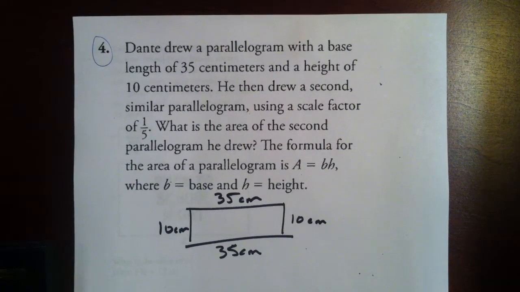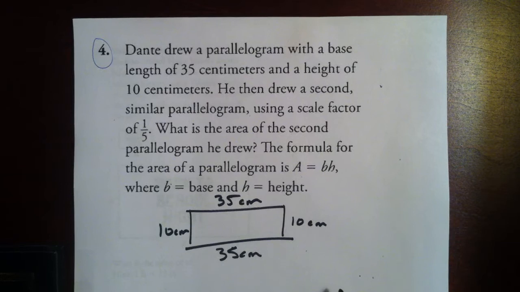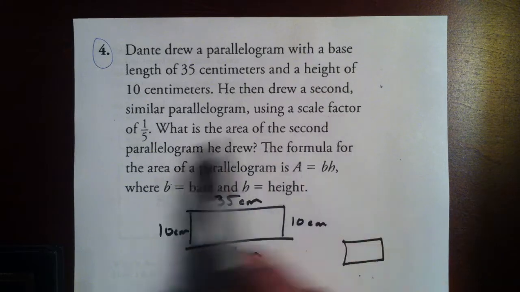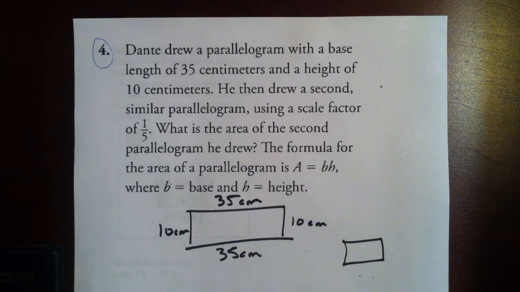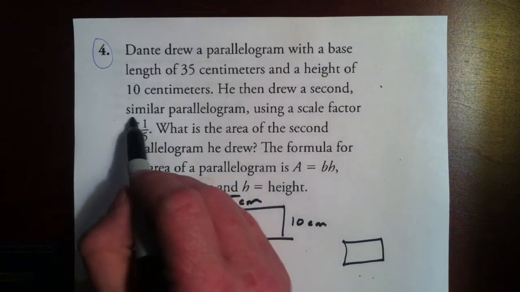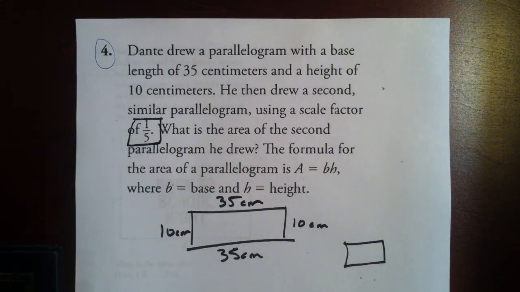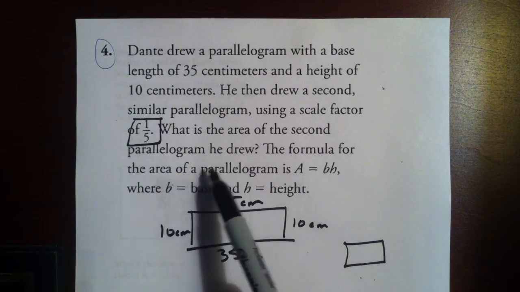He then drew a second similar parallelogram. Not an exactly congruent one, but a similar one. So he drew one maybe a little bit smaller, a little bit bigger, using a scale factor of 1 over 5. That's the key number there, 1 over 5. What is the area of the second parallelogram he drew?